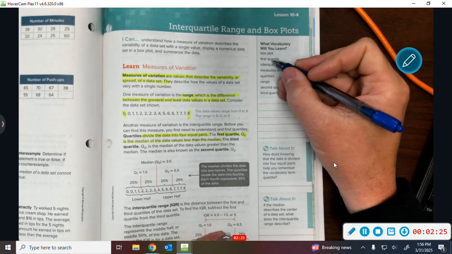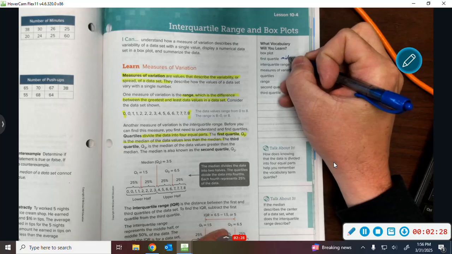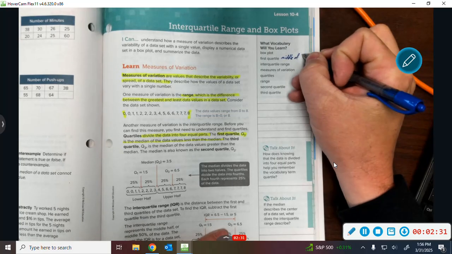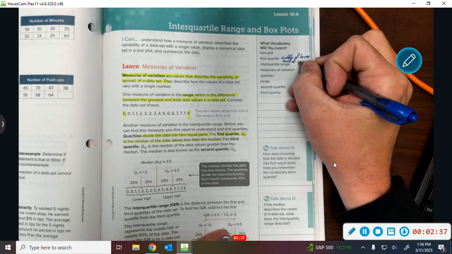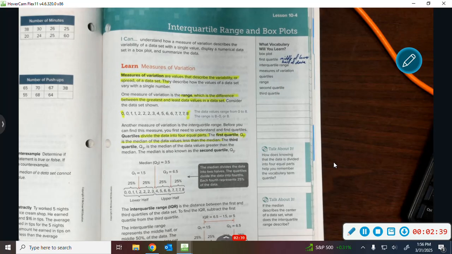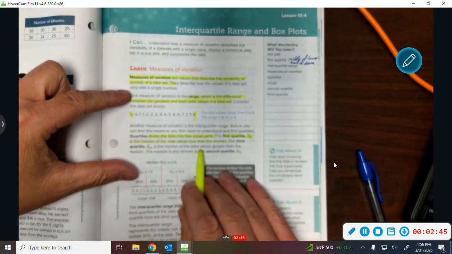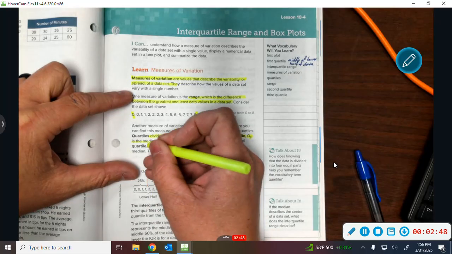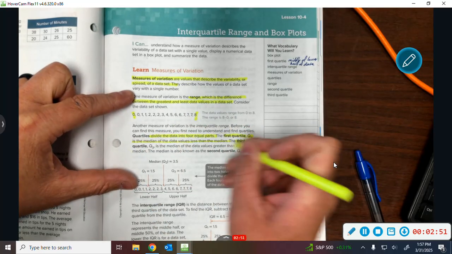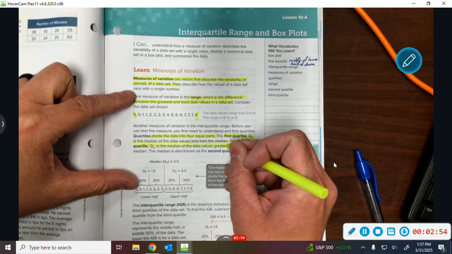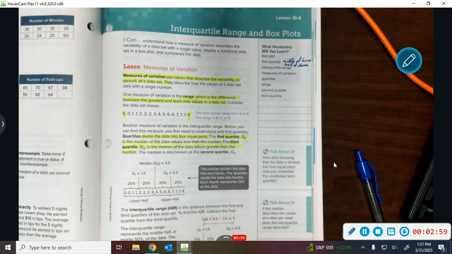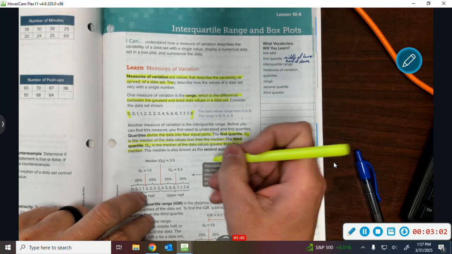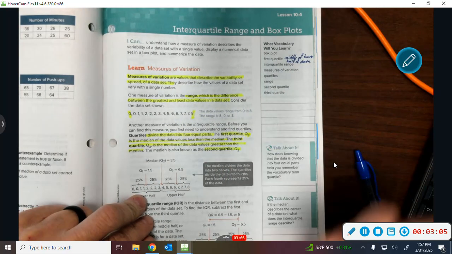So up here, the first quartile is the middle of the lower half of data. The third quartile, or Q3, is the median of the data values greater than the median. So the third quartile is the median of the data values greater than the median. That is the middle of the upper half of data. And then the median is also known as Q2, or second quartile.